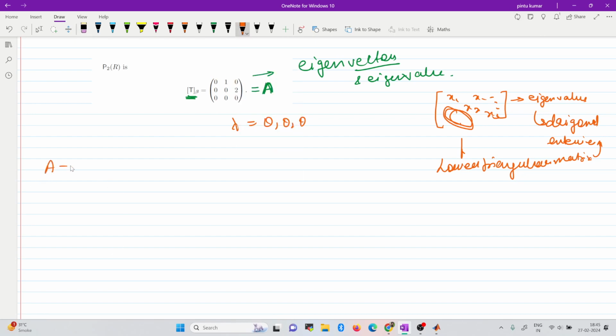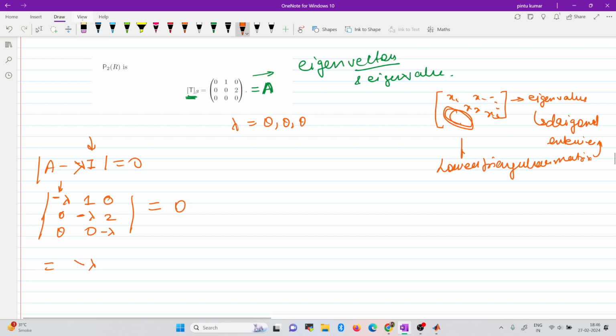So this is A minus lambda I, determinant equal to 0. This is what we do to solve for eigenvalues, which you might have seen while doing the last question. So this is minus lambda, 1, 0, minus lambda, 2, and minus lambda, and 0 everywhere else. We want this to be 0. Let's solve along this column. So this is minus lambda, right?